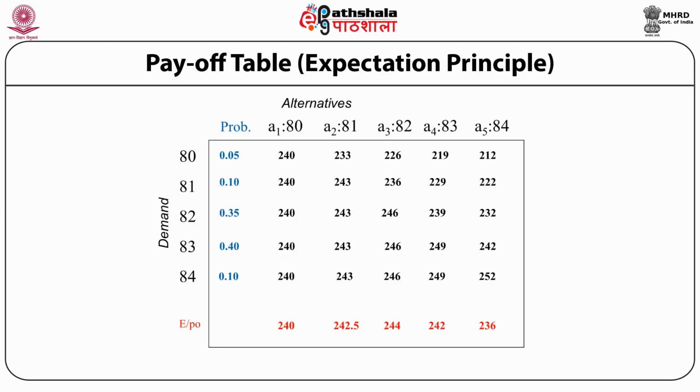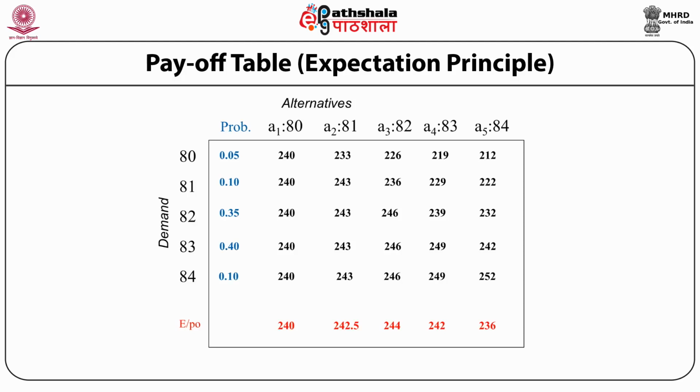For example, in this case, for alternative A1, the expected payoff is finally rupees 240, and for strategy A2, the expected payoff is equal to rupees 242.5, for strategy A3 equal to 244, and finally for strategy A5 the expected payoff is 236. If you wish to understand the calculation of the expected payoff, we can understand it with the help of strategy A3. When the retailer is placing an order for 82 packets, when demand is 80 and strategy is A3, we can see the probability value is 0.05 and the payoff is 226.